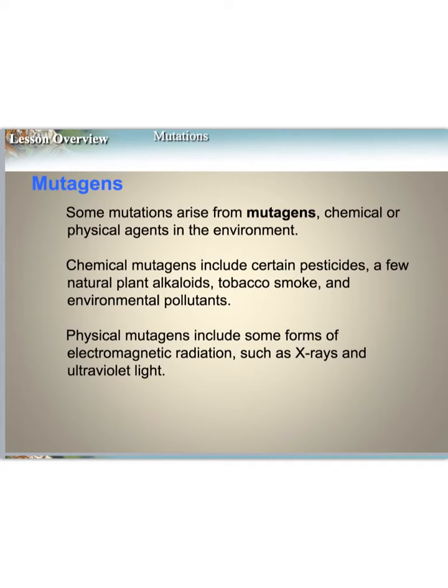Some mutations arise from mutagens, chemicals or physical agents in the environment. Chemical mutagens include certain pesticides, a few natural plant alkaloids, tobacco smoke, and environmental pollutants. Physical mutagens include some forms of electromagnetic radiation, such as X-rays and ultraviolet light.